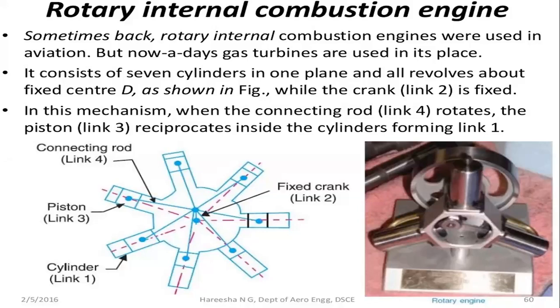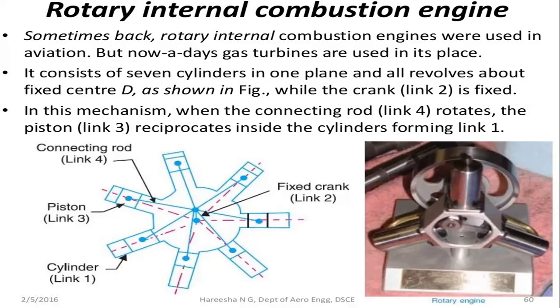It consists of 7 cylinders in one plane, and all revolve about the fixed center, which is shown in the figure. So this is the fixed center here. So when the crank moves, all the cylinders revolve about a fixed center. So these cylinders can revolve around one fixed center when the crank is fixed. In this mechanism, the connecting rod is rotated.